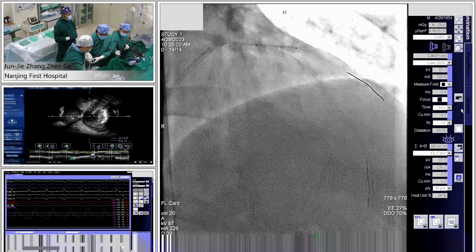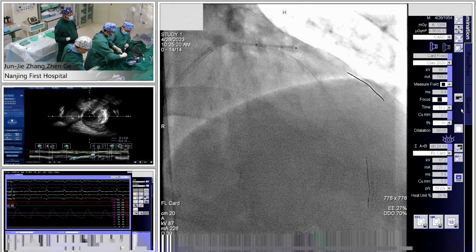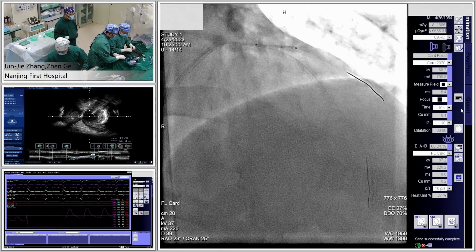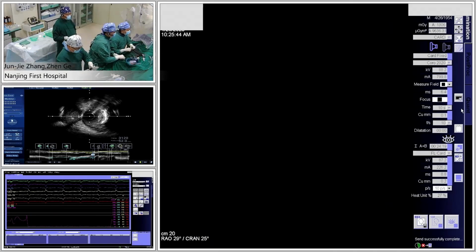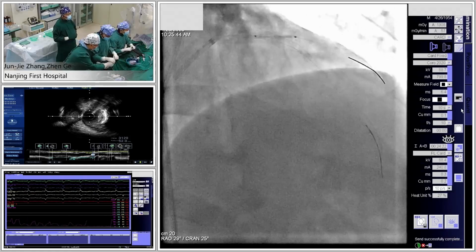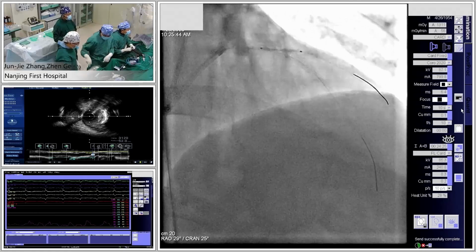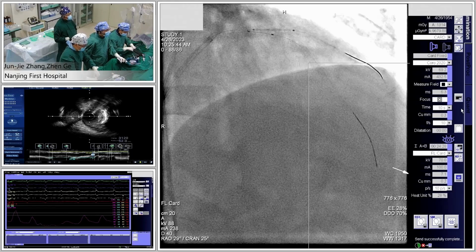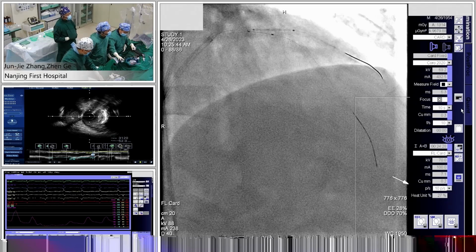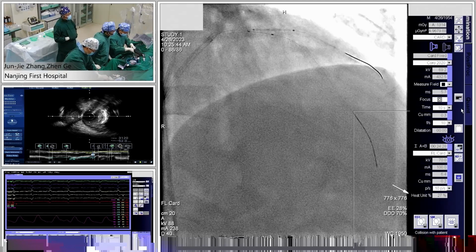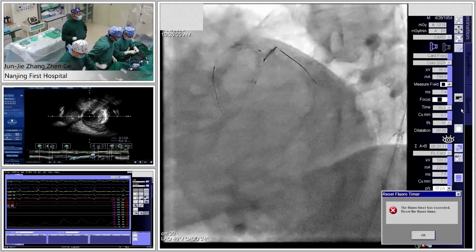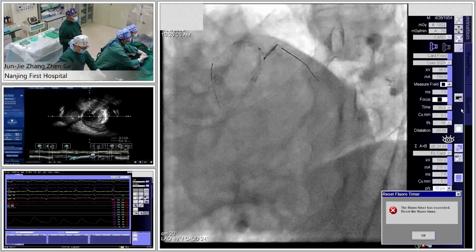Before we deploy the stent, we should insert the 3.5 NC balloon for the crush. Okay, spider view. Yeah, good. This is the first step of DK crush. The side branch stent should minimally protrude into the main vessel.